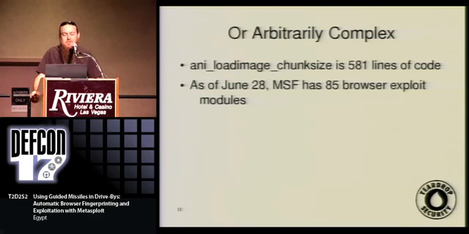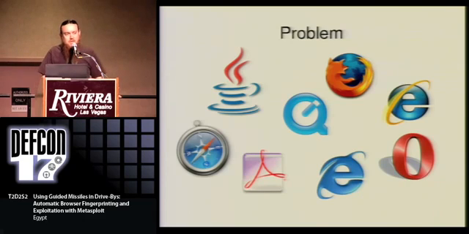And as of June 28th, Metasploit has 85 browser exploit modules. That's changed in the last couple of weeks. There's been a few 0 days in Internet Explorer and Firefox, and we have support for all of those. So we've got 85 exploits, or something like 87, 88 now.